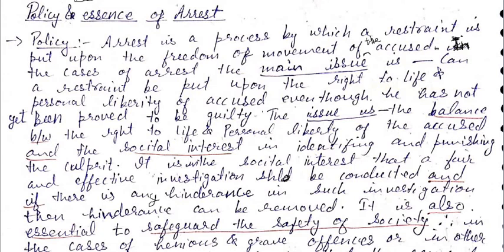Write down what is the policy of arrest. Policy is that arrest is a process by which a restraint is put upon the freedom of movement of the accused. Full stop. In the cases of arrest, the main issue is: can a restraint be put upon the right of life and personal liberty of accused, even though he has not yet been proved to be guilty? अभी तक वो गिल्टी नहीं हुआ, क्या फिर भी उसकी लाइफ एंड पर्सनल लिबर्टी पर रेस्ट्रेंट लगा सकते हैं? Yet been proved to be guilty.